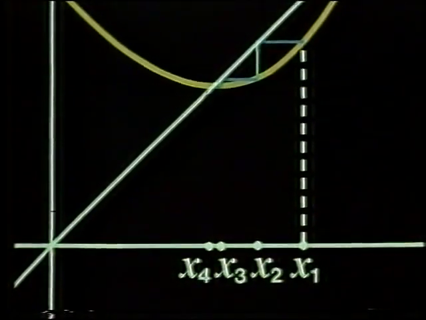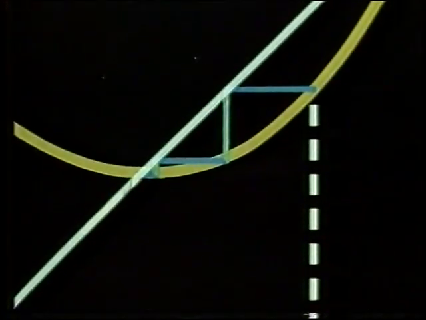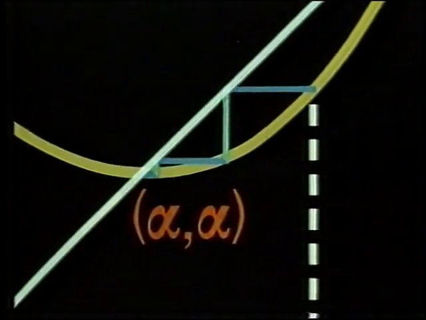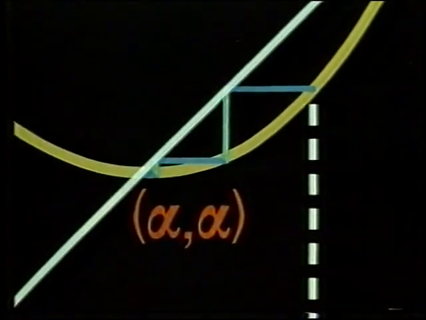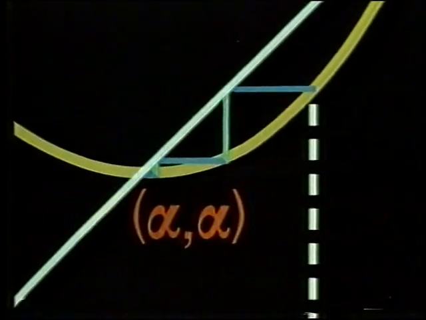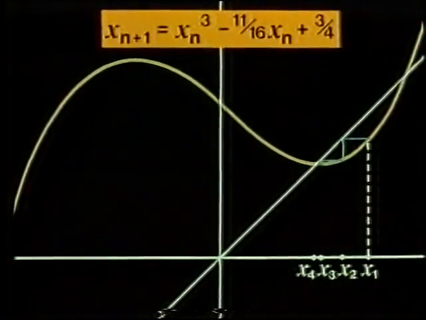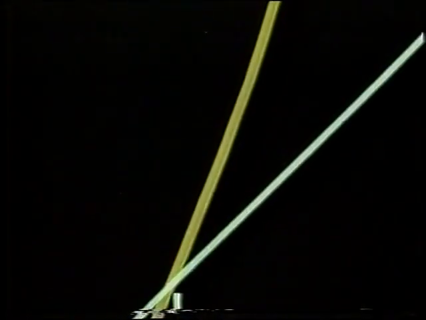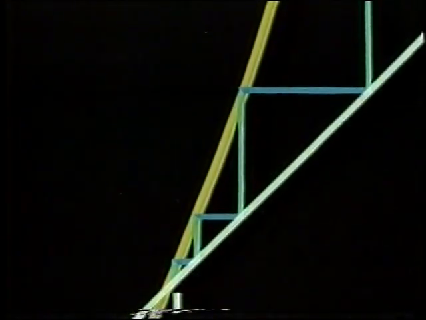From this starting value, we've got a staircase that converges on the intersection. And the intersection corresponds to a solution of the equation x equals f of x. That's a picture for converging iteration. But iteration needn't always converge. With a different starting value, we again produce a staircase, but this time it's going away from the intersection. This is the diverging case.